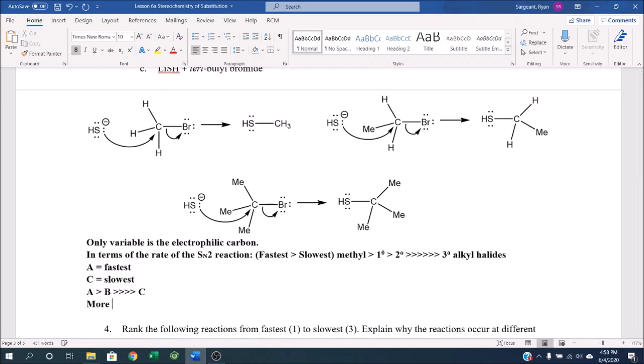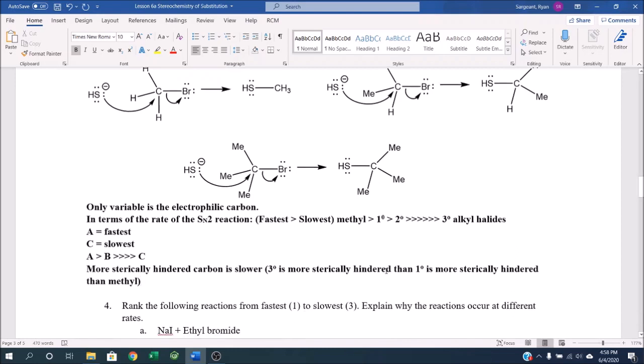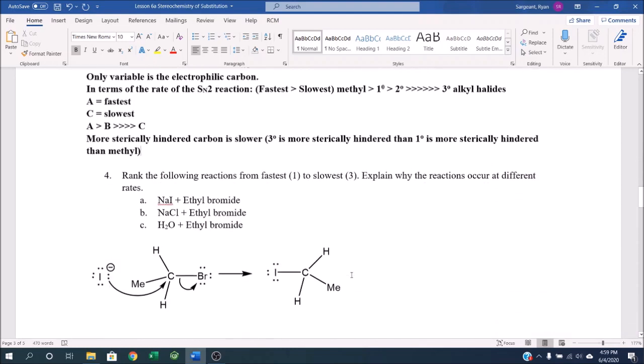And so the more sterically hindered carbon is slower. And in this case, the tertiary is more sterically hindered than the primary is more sterically hindered than the methyl group. And that's the general trend. And hopefully you can see that the secondary would kind of slide here in the middle if I had chosen an example with a secondary carbon electrophile.